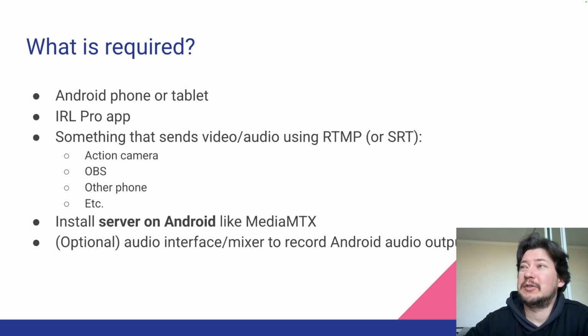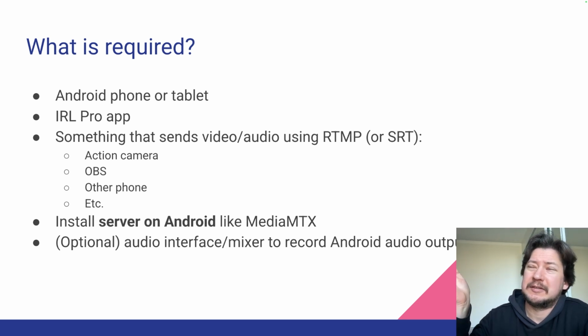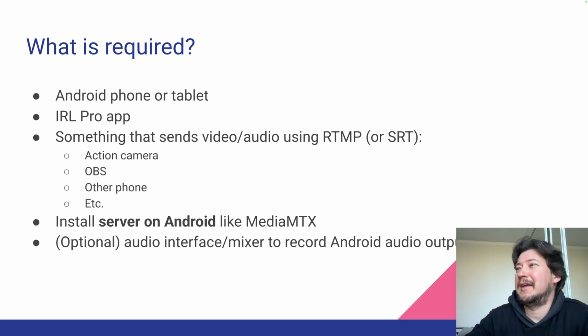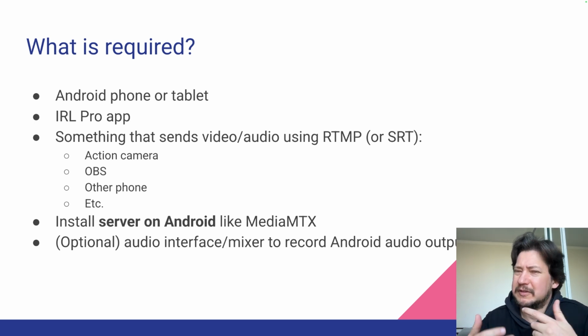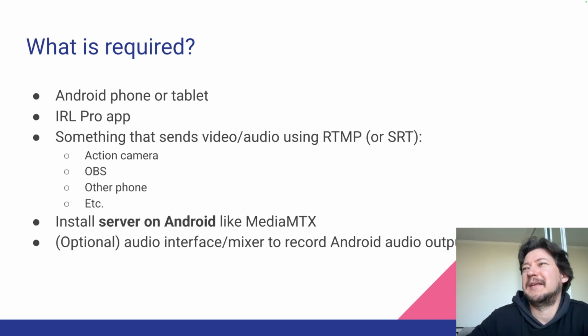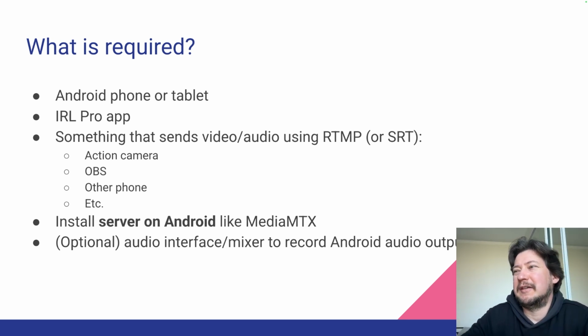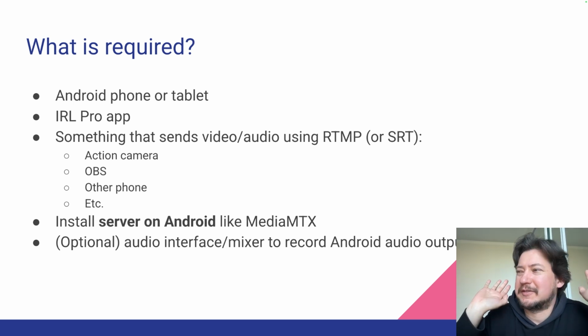So what do you need? You need an Android phone. I think tablets will work as well. You need to get the IRL Pro app, and you'll need something that sends that RTMP, or you can even send SRT if you want. So it will be the action camera or OBS, other phone, etc. And we'll have to install a server on Android. I will show MediaMTX. If you figure out any other server that can do the same things, that's great.